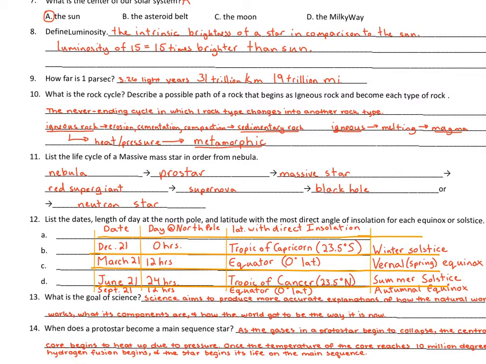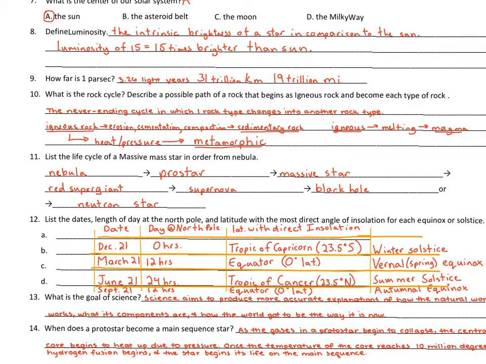List the life cycle of a massive star in order from nebula. So remember, a massive star, these are going to be the huge stars that are going to have a short life in the millions of years, and all stars are starting out as a cloud of interstellar gas and dust called a nebula. It's going to start to compress due to gravity, starts to heat up. This is when we call it a protostar. When fusion begins, we're going to call it a main sequence star, and that's going to be a high mass main sequence star. So here we just called it a massive star.